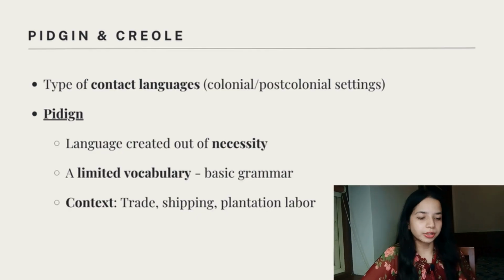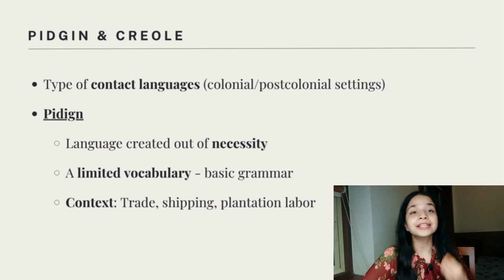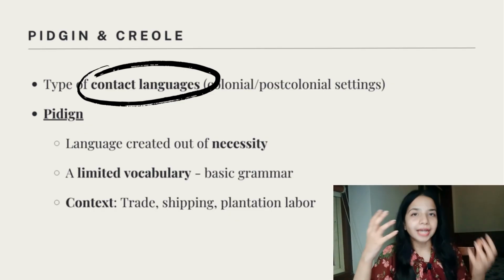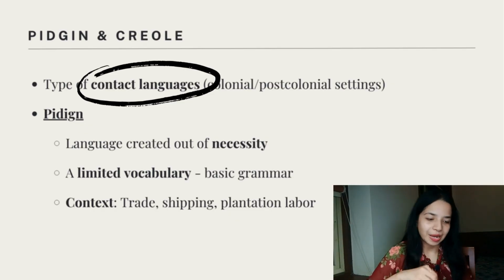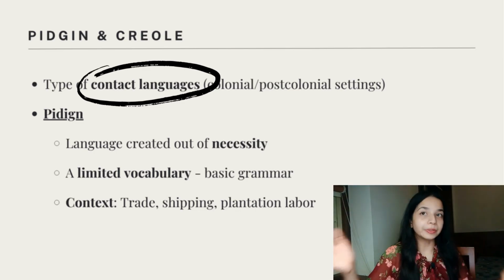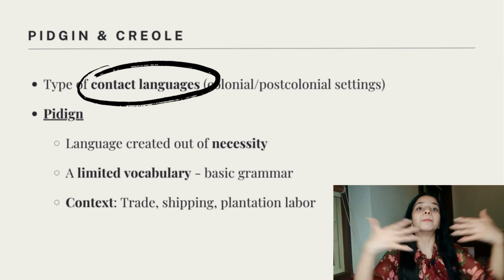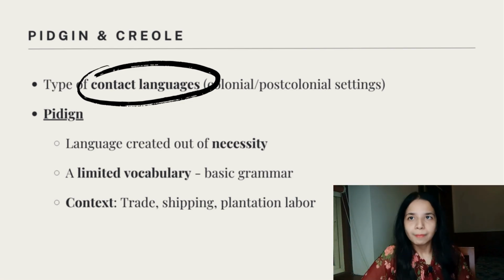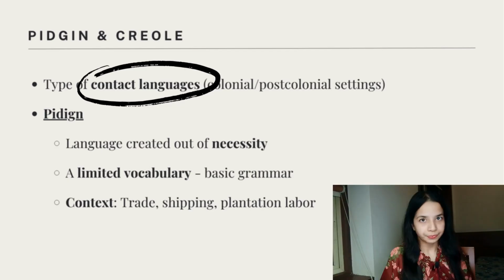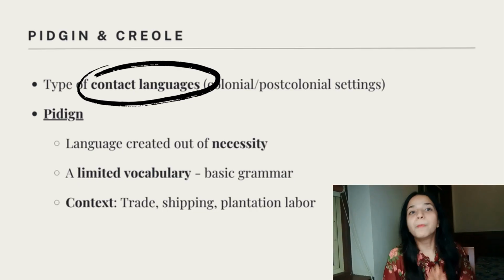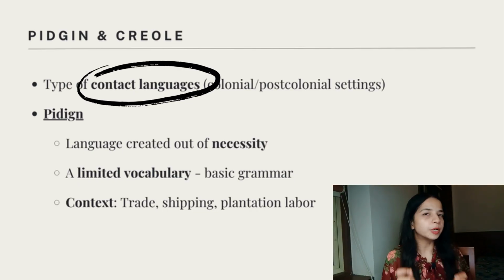So Pidgin and Creole are kinds of languages called contact languages. Now, what are contact languages? Contact languages are basically the languages that emerge when people from different linguistic backgrounds need a way to communicate with each other because of trade, because of colonialism, or some other reason, right? So Pidgin and Creole are these kinds of languages. They are contact languages, but there is a slight difference between the two.